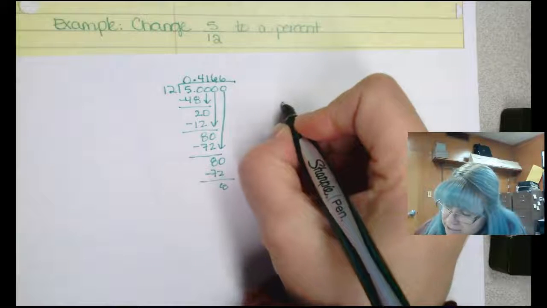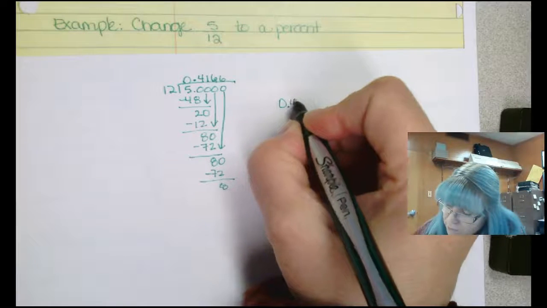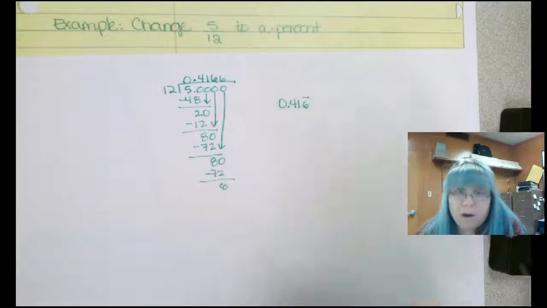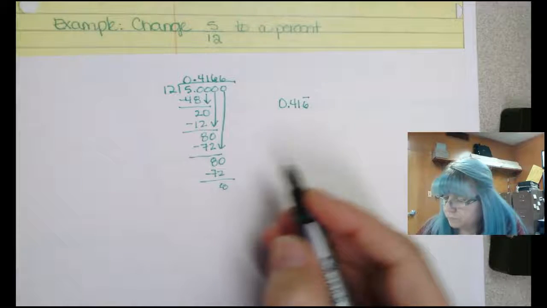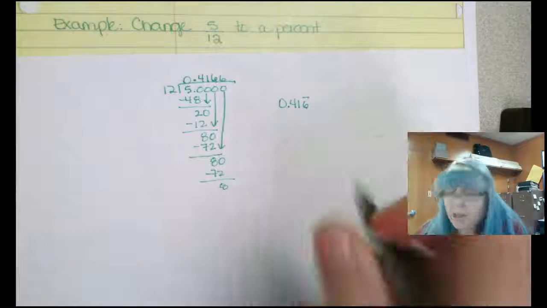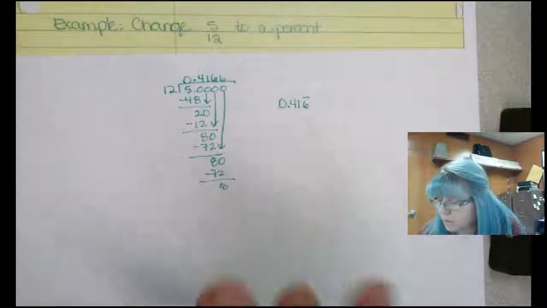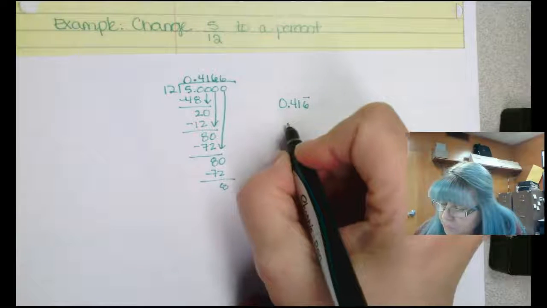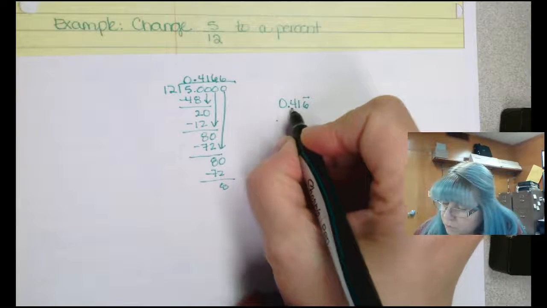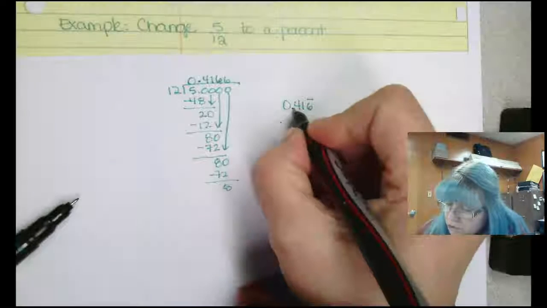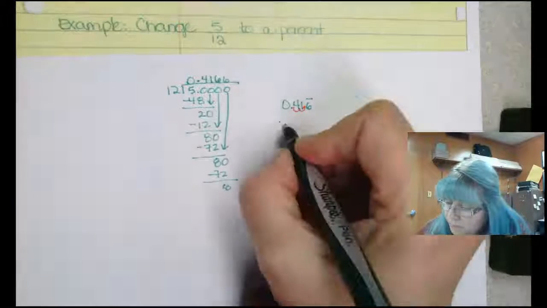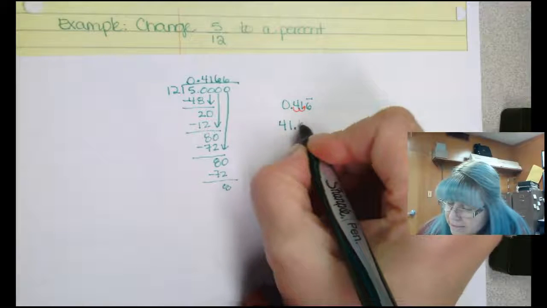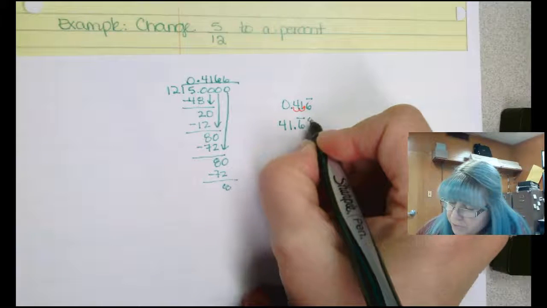So let's write it as a decimal, 0.416 with a bar. Okay. This is also, okay, I'm just going to leave it like that. I'll say also in a moment. So that is going to be, remember, we move the decimal 1, 2, and add the percent symbol. So 41.6 bar percent.